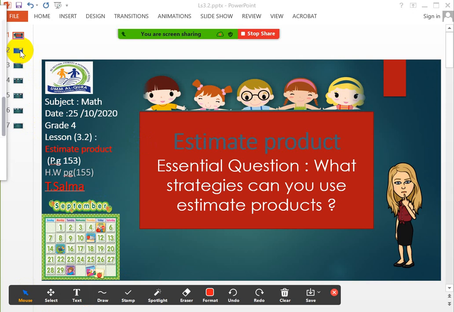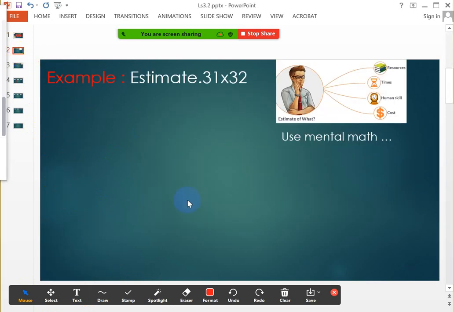Now we will see. Let's start with the first example. I want to estimate this multiplication: 31 multiplied by 32. First thing, I have two strategies to estimate any answer. The first strategy is to round the numbers.